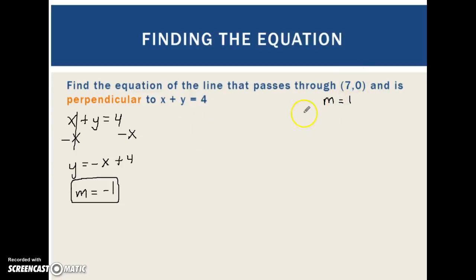Now we can set it up in point slope form again, using 0 for our y1 and 7 for our x1. So y minus our y coordinate equals 1 for our slope times x minus our x coordinate, which is 7 from that ordered pair. And then just simplify. Y minus 0 really is just y. 1 times x is x. 1 times a minus 7 is just a minus 7. So here's that equation in slope-intercept form.